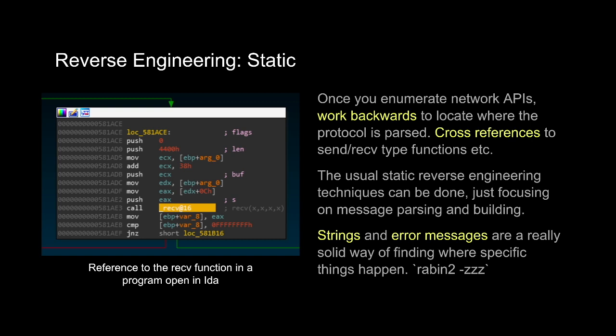And so strings and error messages: if you can't figure out exactly where these things are, or if you're doing anything with a language that has more complicated ways of calling functions, you can also use strings and error messages just to find things related to the packet processing part of the code. My favorite strings tool is Rabin2. It's part of the Radare2 suite. It's a very, very good string search. If you use anything, that's my recommendation.